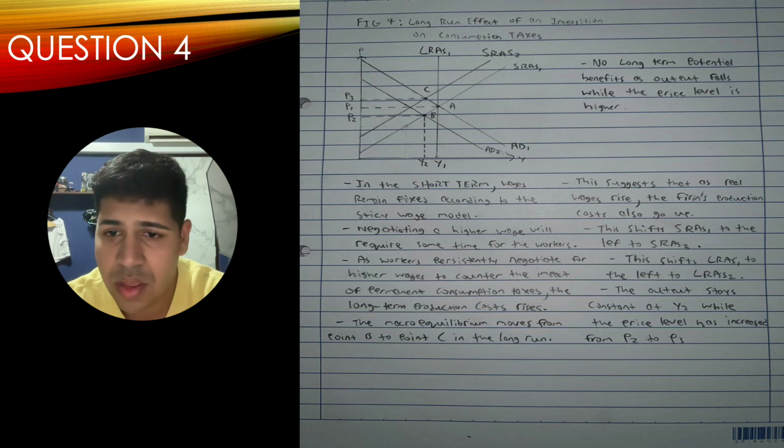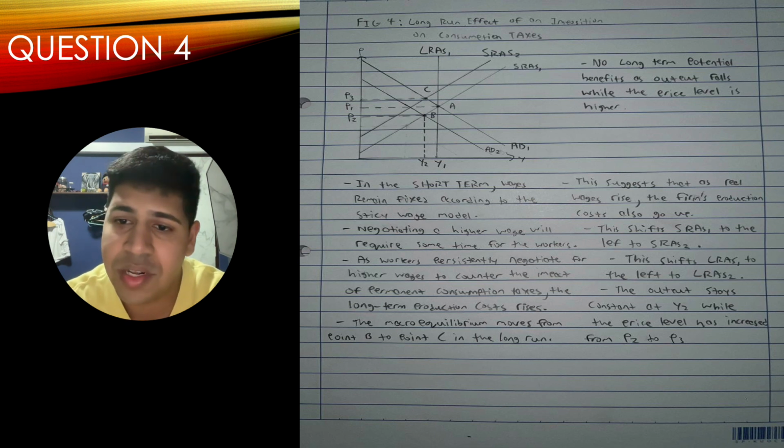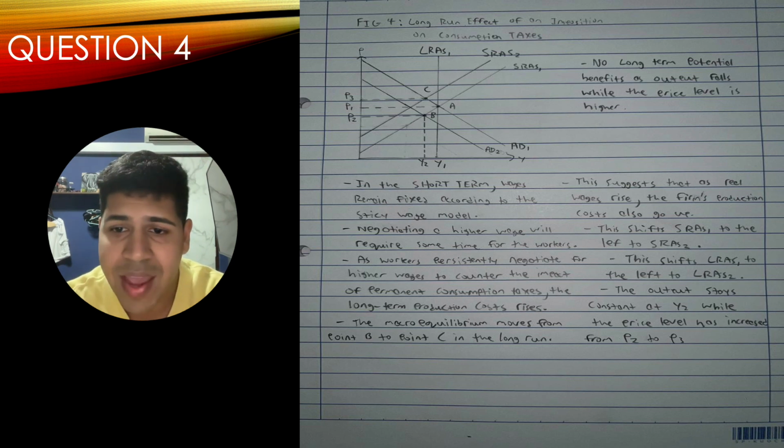In the long term, workers persistently negotiate for higher wages to counter the impact of permanent consumption taxes, which further raises production costs. This results in a leftward shift of the long-run aggregate supply curve, which is LRAS1 to LRAS2. The macroeconomic equilibrium moves from point B to point C in the long run. In the long term, the output remains constant at Y2. However, the price level increases from P2 to P3.